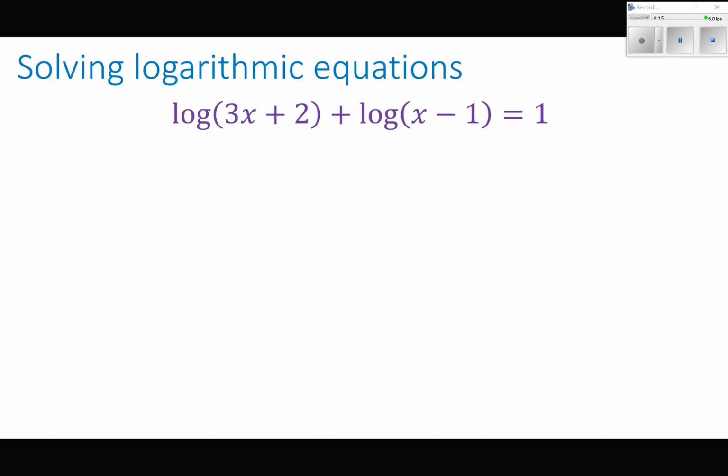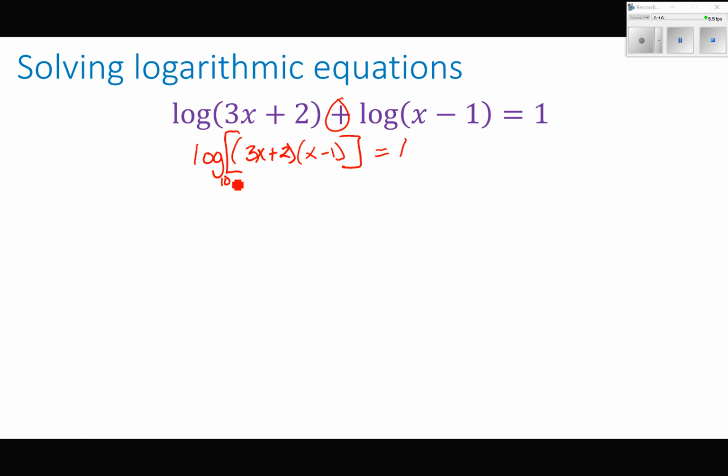Let's do another one. Log of 3x plus 2, plus log of x minus 1, all equals 1. So again, this is a base of 10. If I am adding two logs with the same base, I can change that to multiplication. So this is log of 3x plus 2 times x minus 1 equals 1.